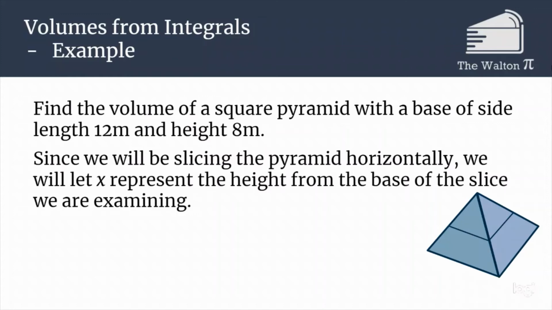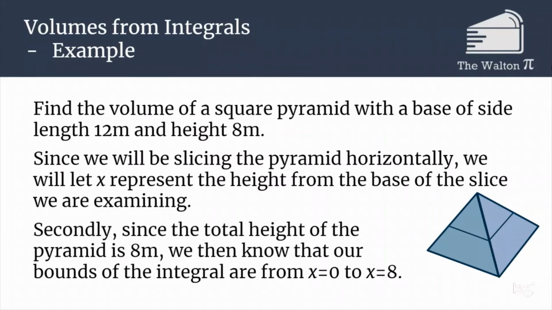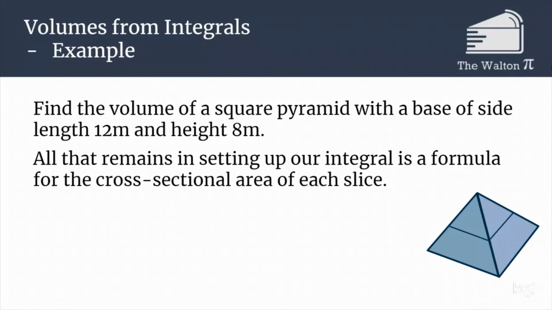So we are going to need to have a variable, and so we are going to just let x represent the height from the base of the slice to the top. So the bottom of our pyramid is going to be x equals 0, and the top is going to be x equals 8.